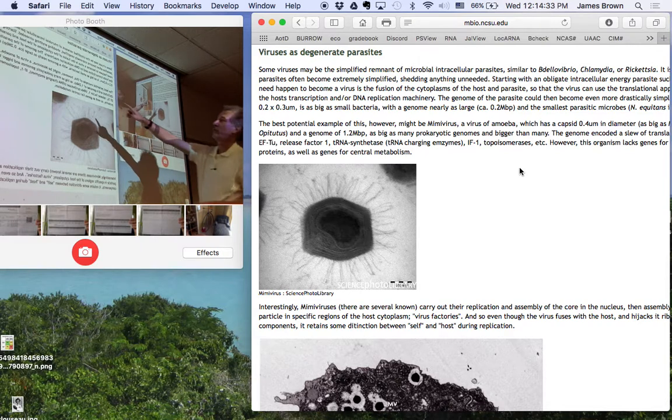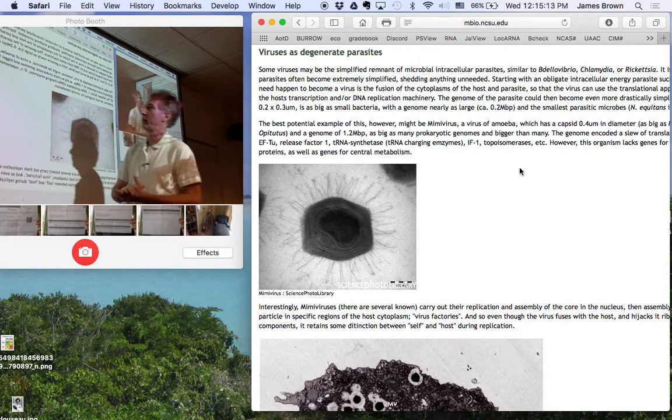These things don't encode ribosomes, but they encode genes in the central information processing parts of metabolism. tRNA synthetases, the proteins that put amino acids onto tRNAs. Elongation factors, release factors, topoisomerases, translation initiation factors. These are proteins that are directly involved in the fundamentals of translation. There are even some that encode a few ribosomal proteins. I'll have that up here because it's more recently discovered. Of course, they don't encode any metabolism usually.